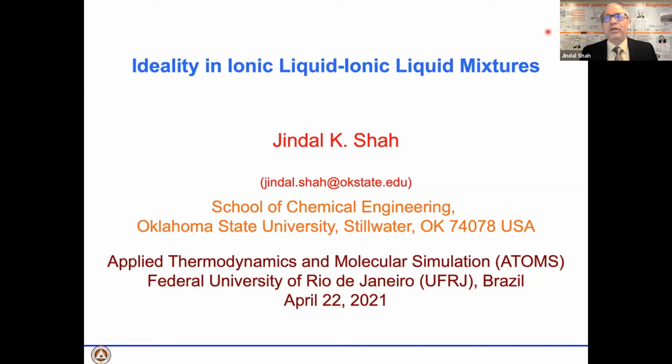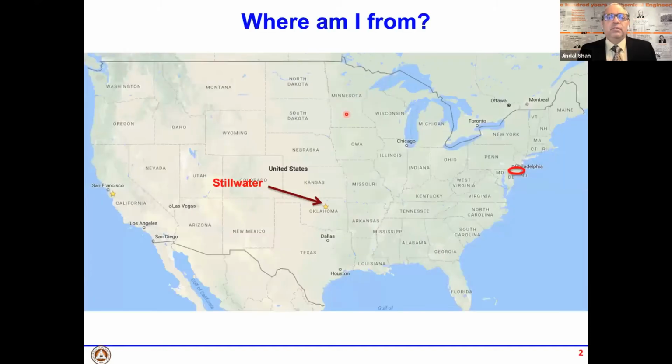So as Yuri pointed out, today I will be talking about ideality in ionic liquid mixtures. And then as the talk evolves, you will realize that ionic liquid mixtures are very complex, but we'll get there. So just to orient ourselves, I'm from Oklahoma State University, and when we look at the map of United States, Oklahoma is somewhere in the center of the country, a little bit to the south, just north of Texas, and Stillwater is actually in the northern part of Oklahoma. Very beautiful state. I really love being here.